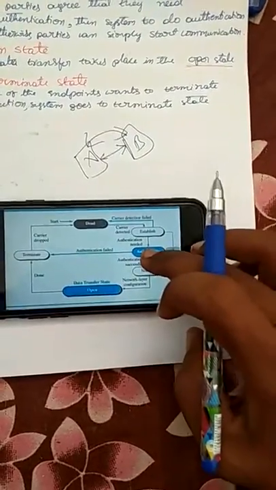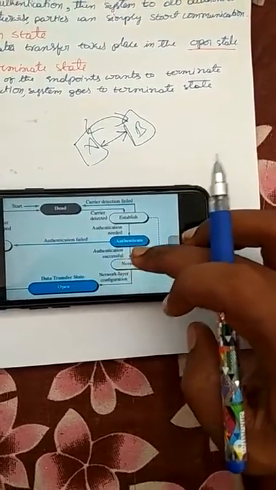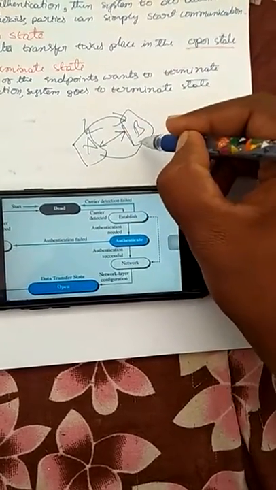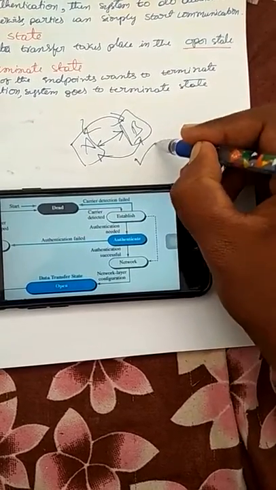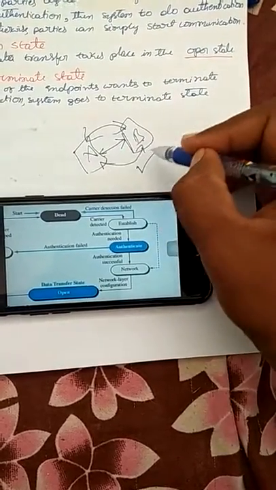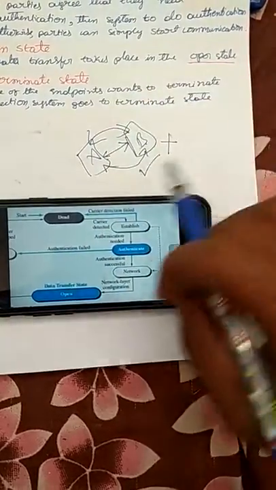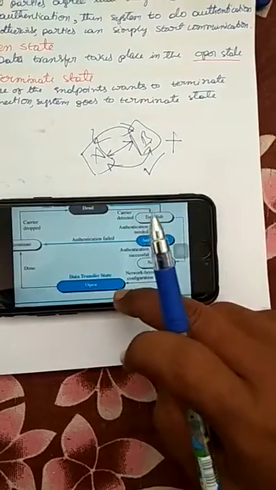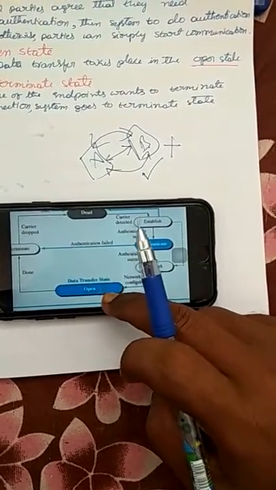This authentication state is optional. If they discuss and want authentication, they will agree and do the authentication. If these two parties don't need authentication, they start transmitting the data. You can see that the data transfer will start from the open state.